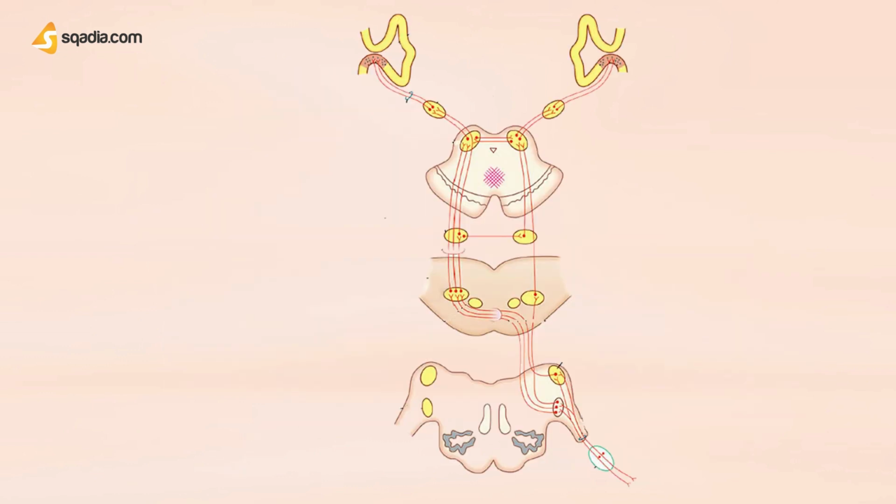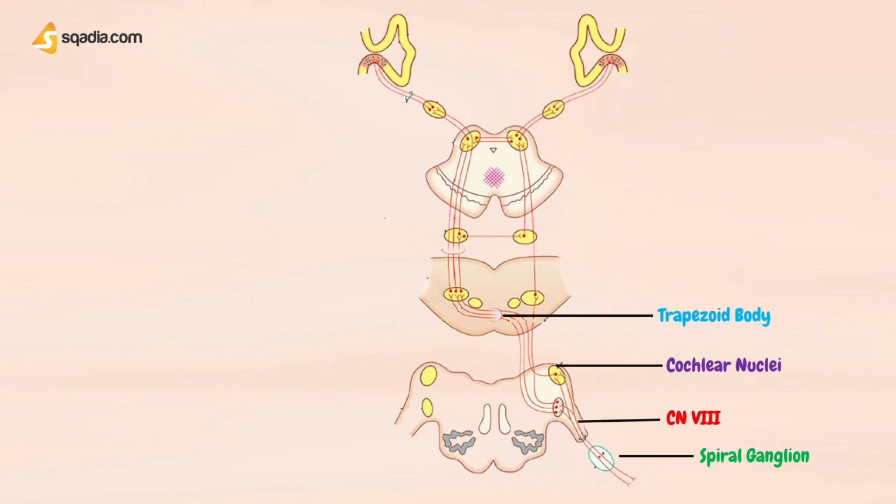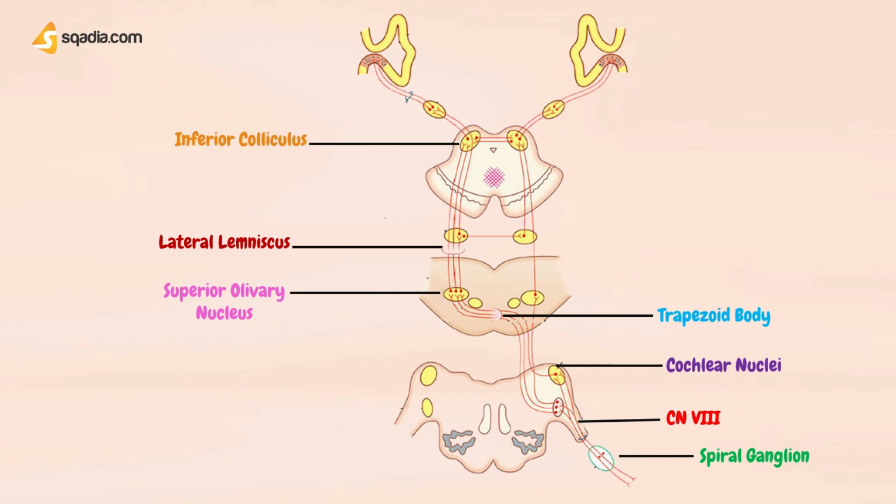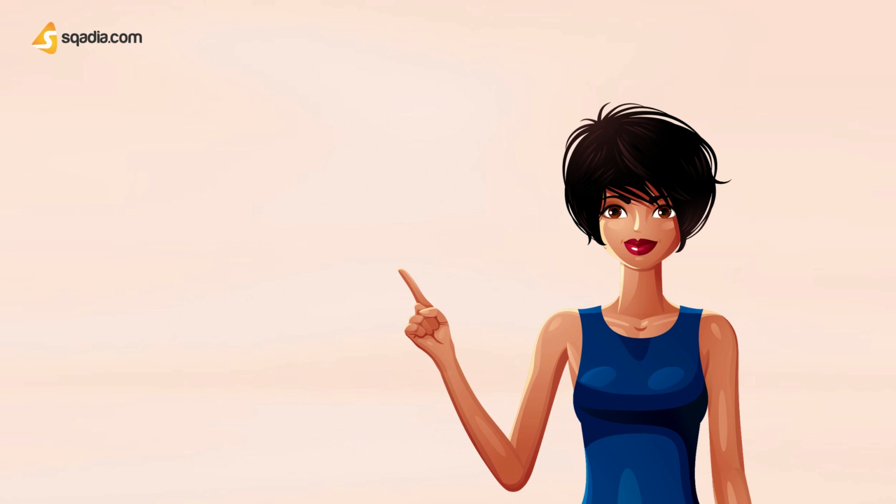Now let's discuss the auditory pathway after the hair cell. The auditory pathway continues with the spiral ganglion, then cranial nerve 8, then cochlear nuclei, then trapezoid body, then the superior olivary nucleus, then the lateral lemniscus, then inferior colliculus, and finally the medial geniculate nucleus. The information is decoded and integrated by each relay nucleus in the pathway, and finally projected to the transverse temporal gyrus. You can remember it using a mnemonic.